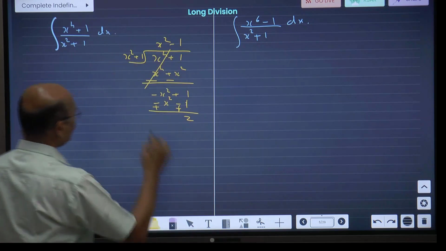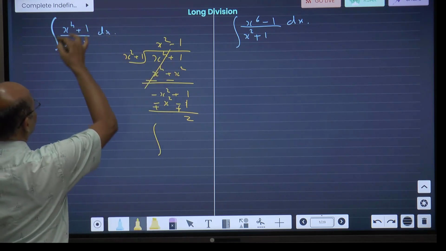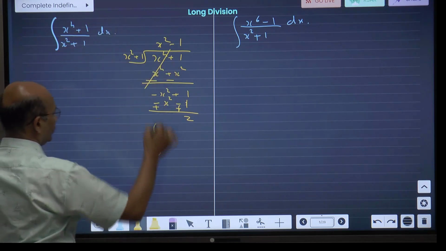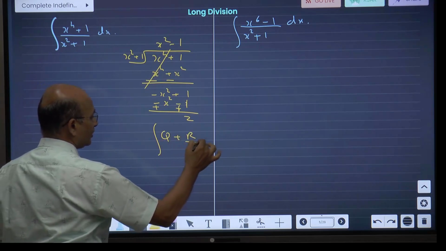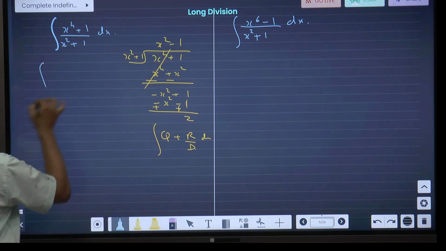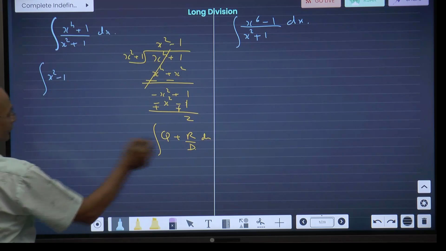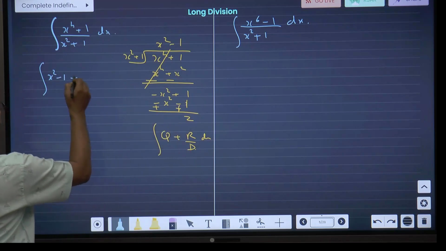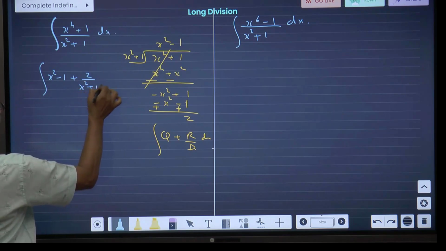So remember, once you finish with the long division, you have to write this complete set. You can write it as Q plus R upon divisor. Okay, keep that in mind. So let us place my point here. So what is the integral here? Quotient plus remainder. Remainder is plus 2, upon divisor x square plus 1 dx.